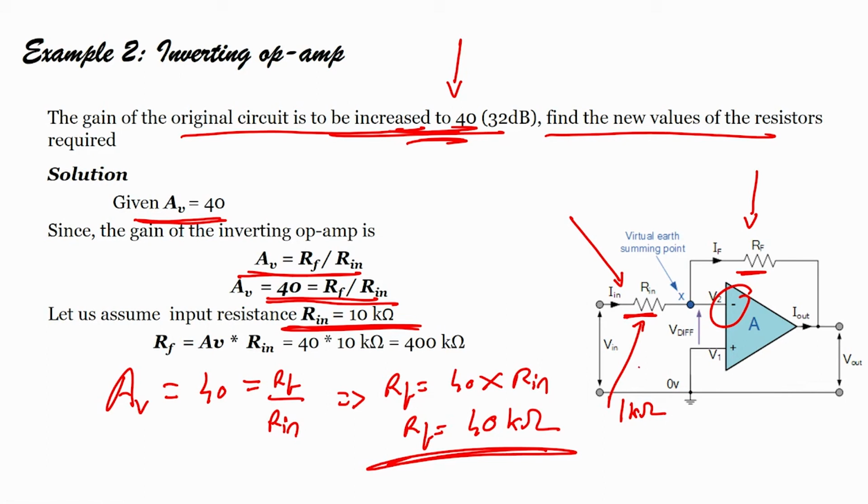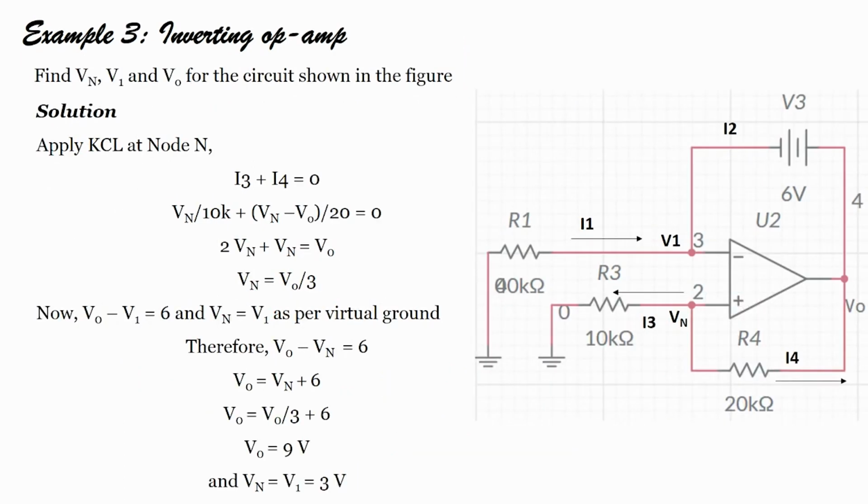If I assume this is 10 kilo ohm, then RF equals 100 kilo ohm. So, this is how you can solve the question for the inverting amplifier. Let us see one more example. I am giving you more examples so that you can understand how to solve the problem when you are given a circuit. So, find Vn, V1, Vo for the circuit shown here.